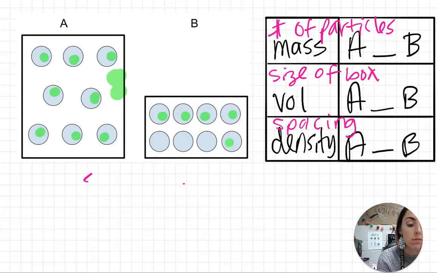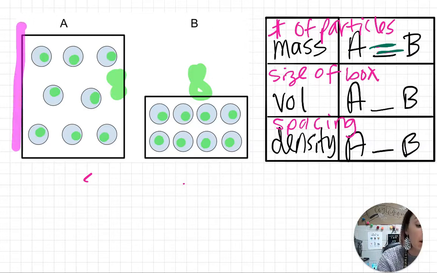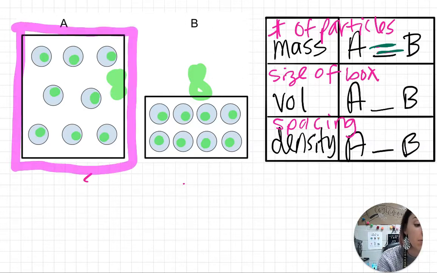So let's talk volume. Well, if I look at the size of A's box, I've got this big box, versus B, which has this small box. Well, A has a bigger volume because the box is bigger. So I'm going to put my greater than sign there. A has a bigger volume, the box is bigger.